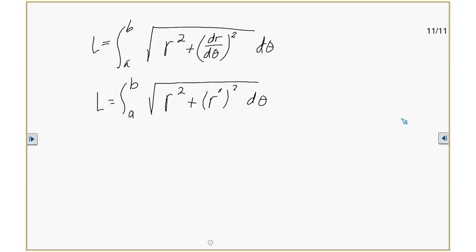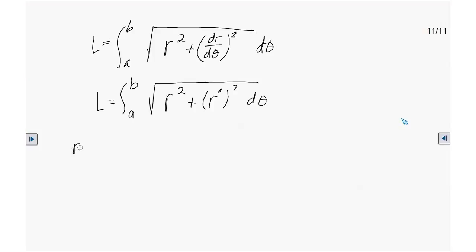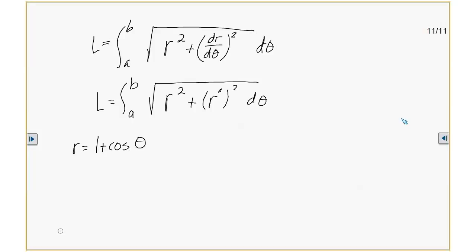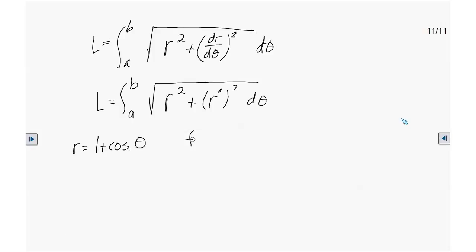Find the length of half of a cardioid from 0 to pi.